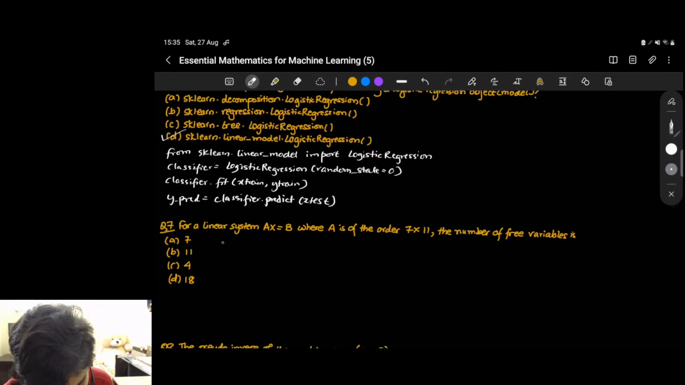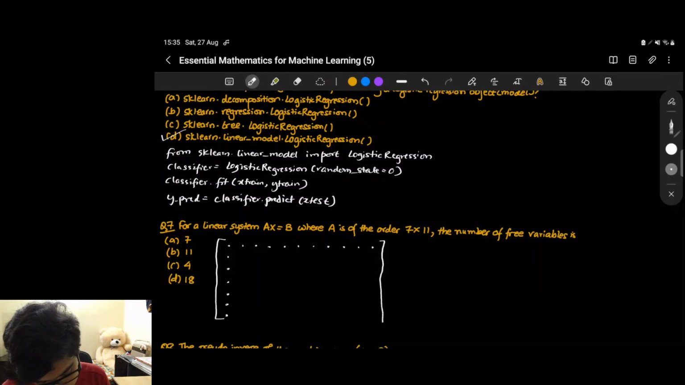So we are given a 7 cross 11 matrix. So let me just create a dummy 7 cross 11 matrix. So 1, 2, 3, 4, 5, 6, and 7. So 7 rows and 11 columns. So 1, 2, 3, 4, 5, 6, 7, 8, 9, 10, 11. So we have a 7 cross 11 matrix. So out of this, 1, 2, 3, 4, 5, 6, 7. So 7.